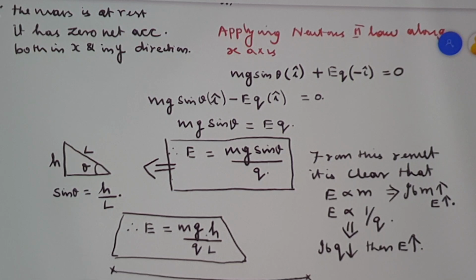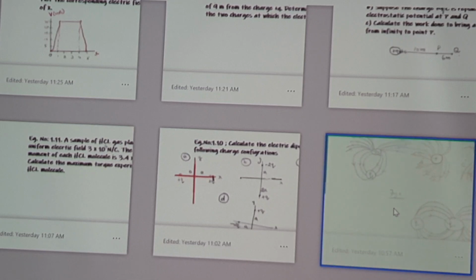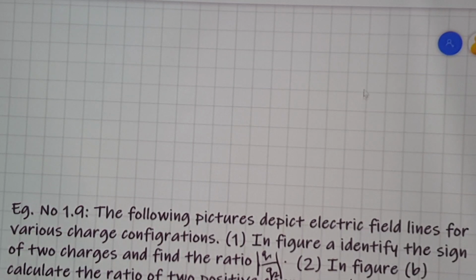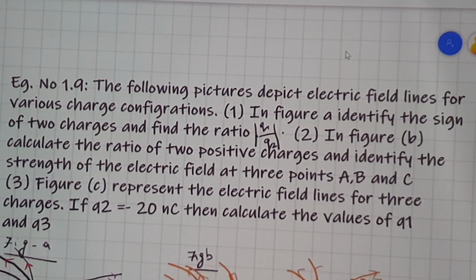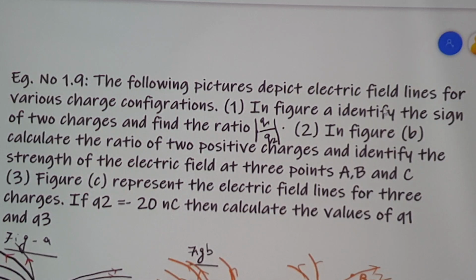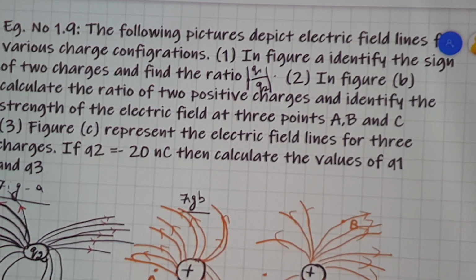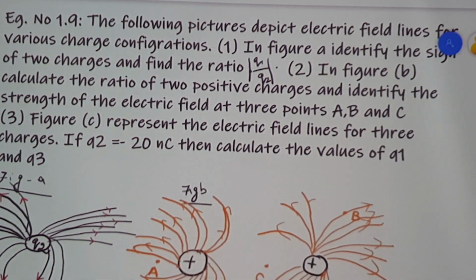What does the next problem mean? The next problem is problem number 1.9. What is this problem number 1.9? You see, I will be getting the problem now. See, what is that problem? You can see the problem. The following pictures depict the electrical field lines for various charge configurations. In the figure, identify the sign of the two charges and find the ratio Q1 by Q2.